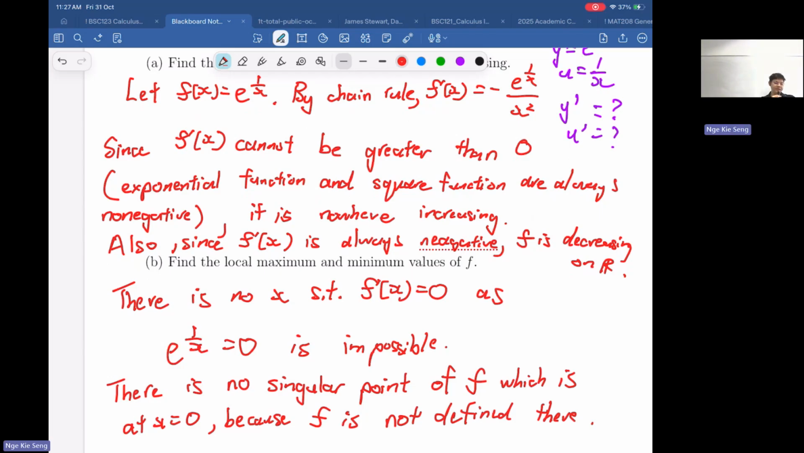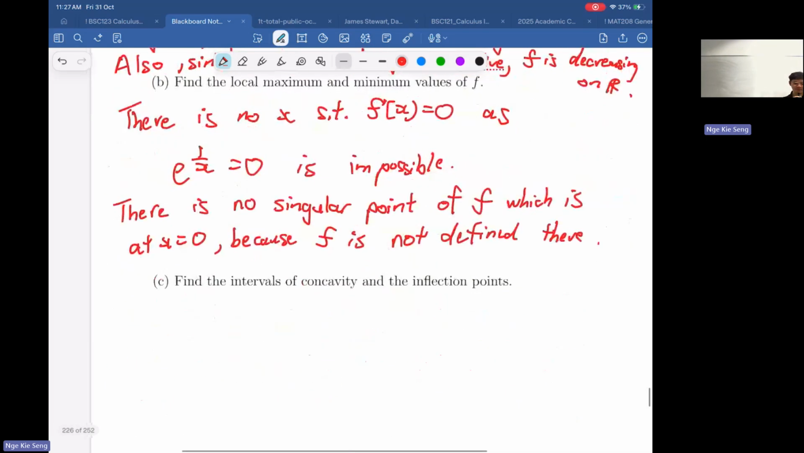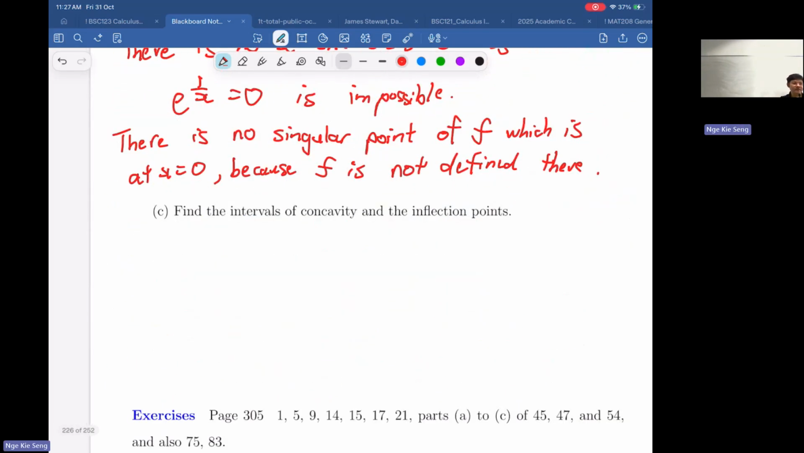No local max, no local minimum. This guy keeps going down. Okay, find the concavity. So to find the concavity, we need the second derivative. Okay, let's differentiate again.